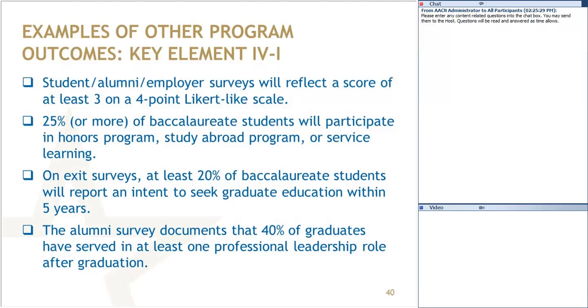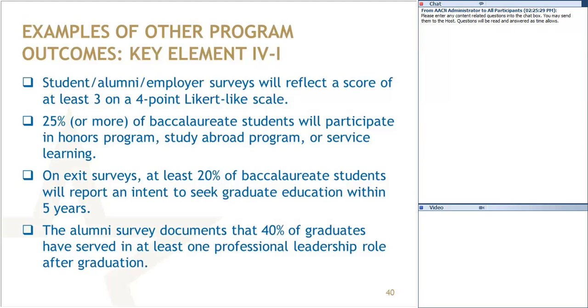And so this school, in order to measure whether they are actually achieving that outcome, they may put a question on their alumni survey and ask their alumni in the survey how many of them have served in a leadership role within a community group or a professional organization or whatever their focus is. And the school analyzes that with the goal of having at least 40% of their graduates saying that they have served in at least one professional leadership role after they have graduated. So those are just a few examples of how schools might structure their outcomes.